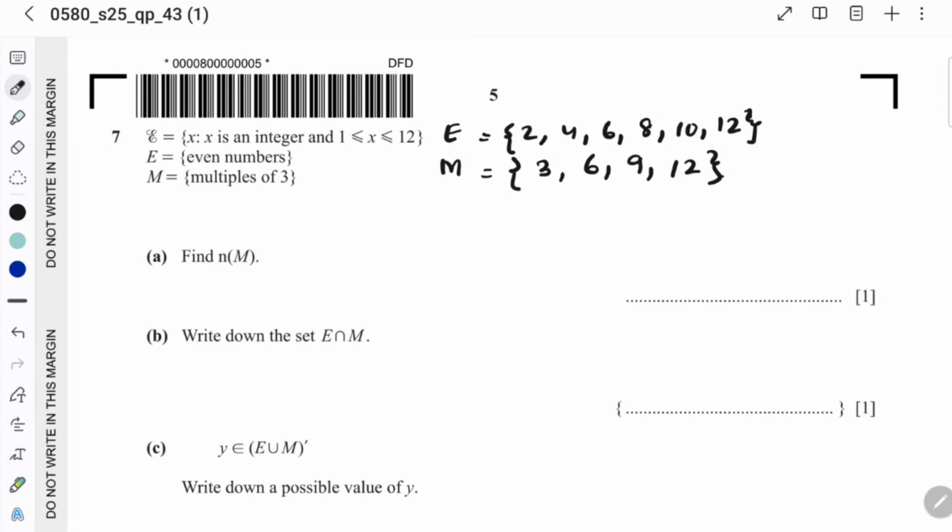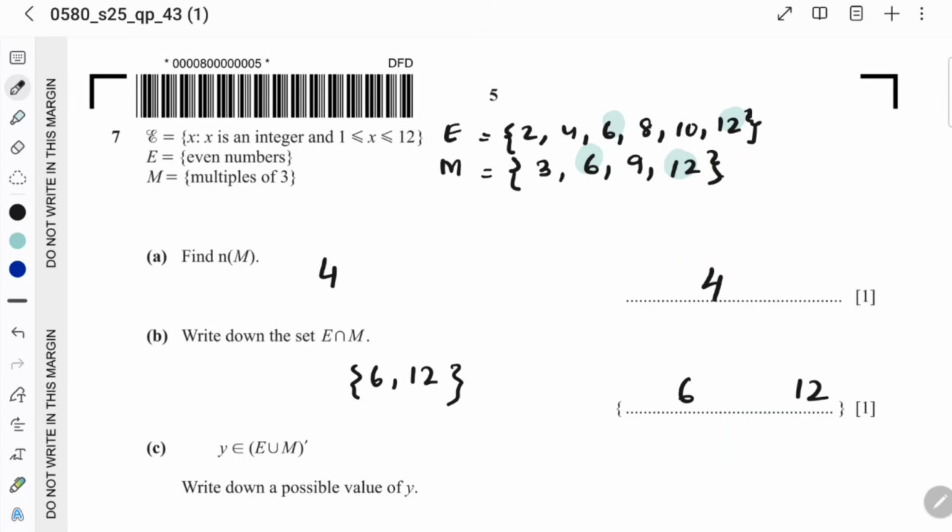Part A, find the number of members in M. In M we have 3, 6, 9, 12, so just write down 4 members in the set M. Next, write down the set E intersection M. The common numbers form the intersection. 6 is common and 12 is common. So that is 6 and 12.